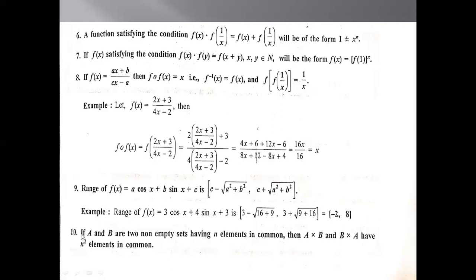Next, 10th one. If A and B are two non-empty sets having n elements in common, then A cross B and B cross A have n square elements in common. If A and B are any two non-empty sets having n elements in common, then A cross B and B cross A have n square elements in common.